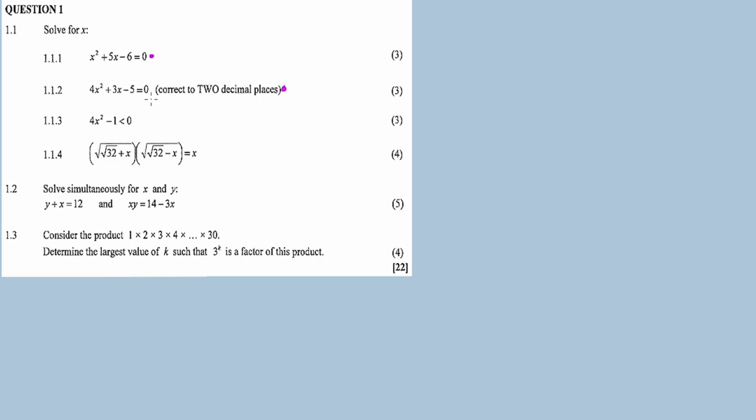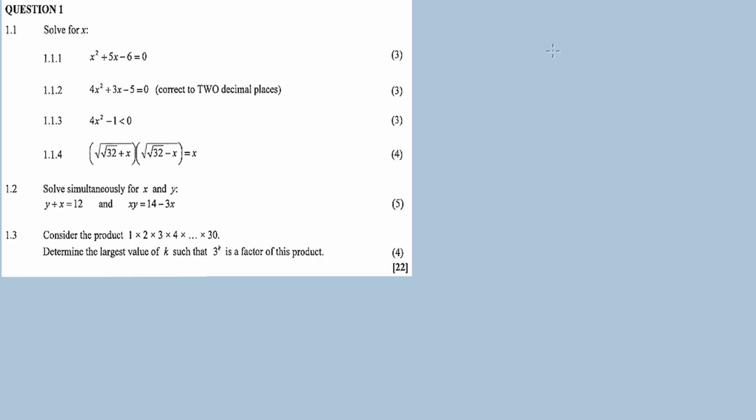Quadratic equation, inequality, simultaneous equation, and one wildcard question. Even a grade 11 learner can answer this question and still pass. Basically, what I'm trying to say is that this is mostly grade 11 work.